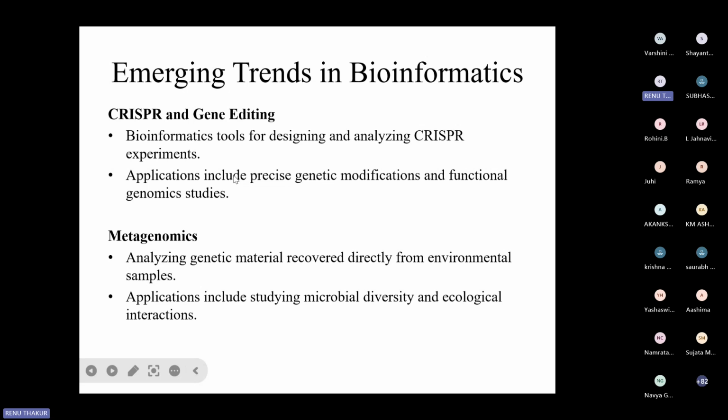And next is metagenomics. Here multiple organism genomes are put together, analyzed in a single set, or converted into a single set of data. It is analyzing genetic material recovered directly from the environment. That environmental sample will have n number of genetic materials from different organisms. Normal flora and fauna will have a number of bacteria, fungi, or maybe parasites, and all of these have their genetic material.